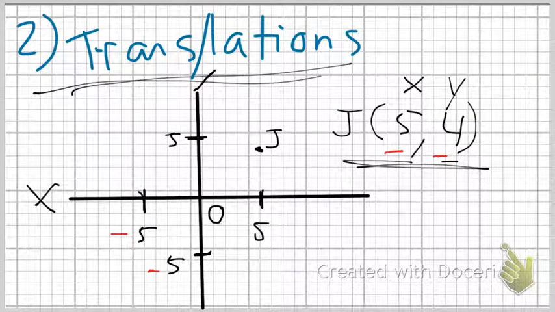So I'm going to transfer J, or translate, sorry, my fault. Translate J to negative 5, negative 5 and a positive 4. So 2, 3, 4, right here.